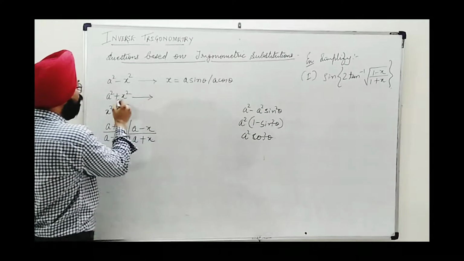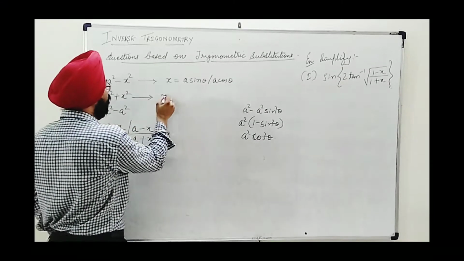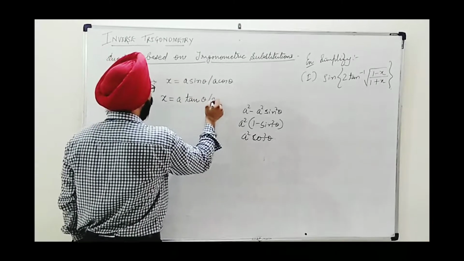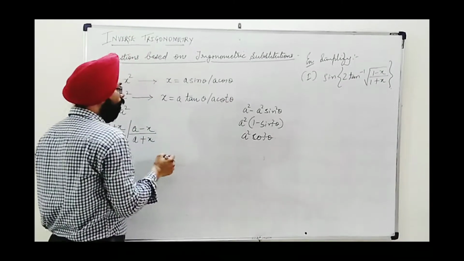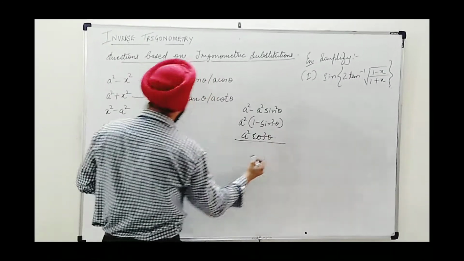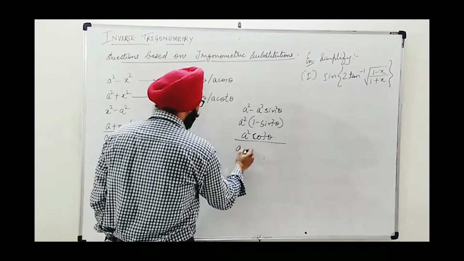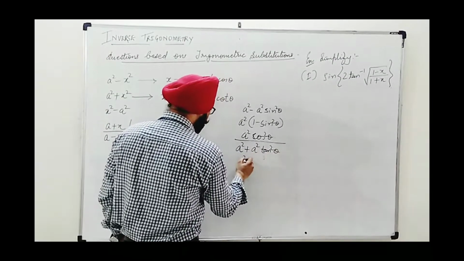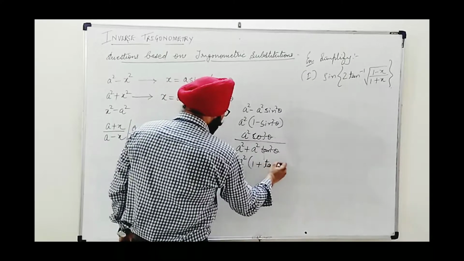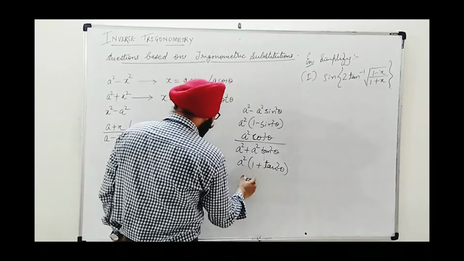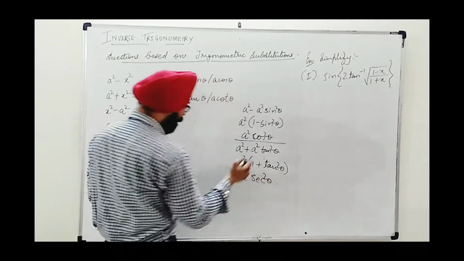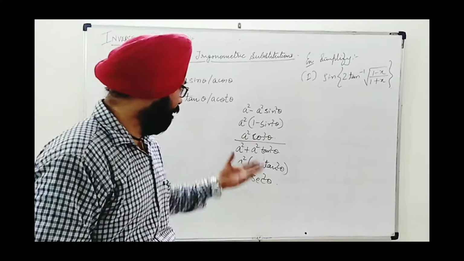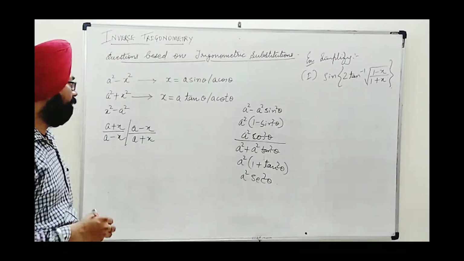Similarly, when a square plus x square is given, we substitute x by a tan theta or a cot theta. Why? Once again you see, if I replace x by a tan theta, I will find a square plus a square tan square theta, taking a square common. This will become 1 plus tan square theta, which is further equal to sec square theta. Again it can be simplified. I said whenever such expressions are given with the square root, these substitutions are very much needed.